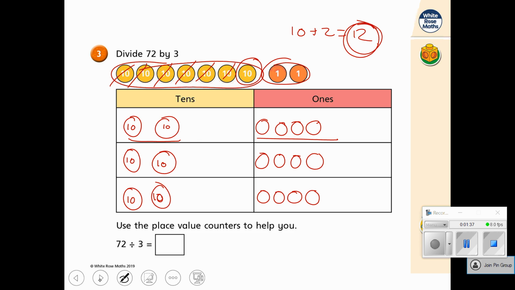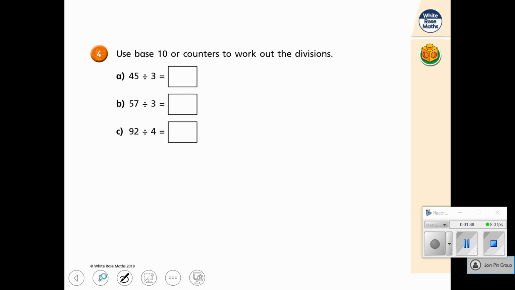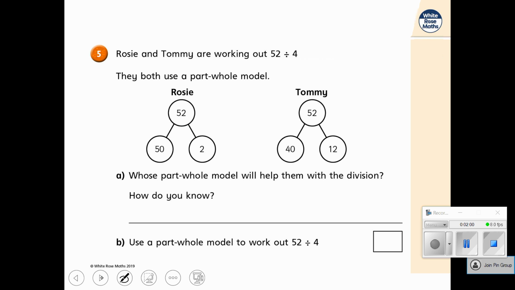Okay, so I'm going to skip through the next 3 questions because they are very similar to what you've just done. Just in case you haven't got your answer booklet with you, 45 divided by 3 is 15. 57 divided by 3 is 19. And 92 divided by 4 is 23. We'll look more at the different techniques you can use in further questions.